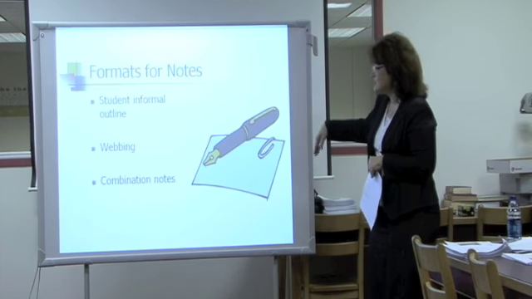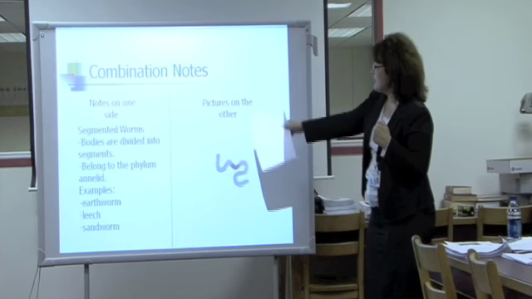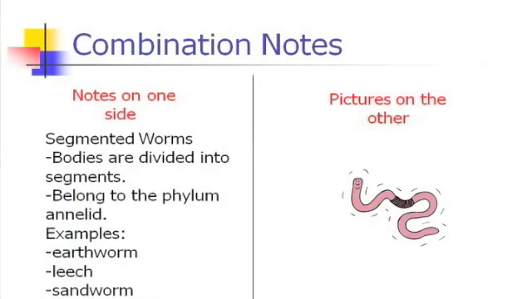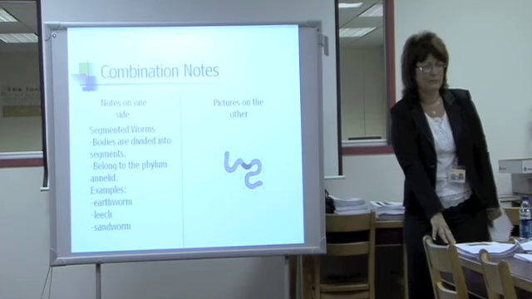Combination notes are sort of both. It could be notes on one side, pictures on the other, or webbing on the other side, but it could be both. And usually at the bottom is a summary. You always want them to summarize in a sentence or two at the bottom, and you'll notice that in my note-taking packet.